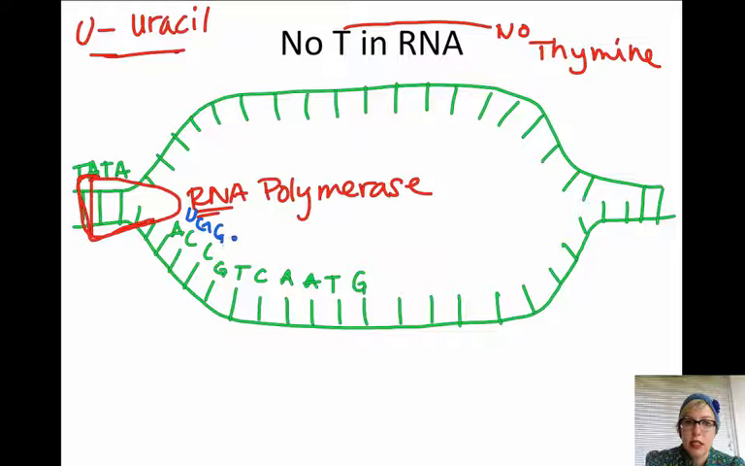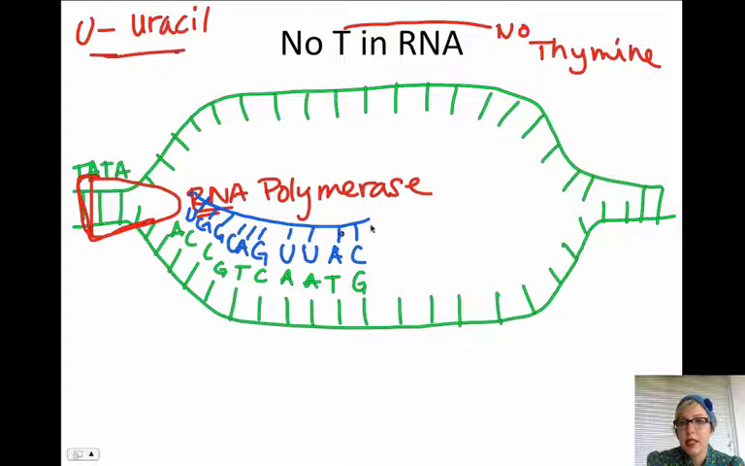G, G, C. Well, we have thymine here, but thymine binds with adenine, so we can use our adenine here. G. We've got A's. Adenine's going to bind with uracil. Thymine's going to bind with adenine, and guanine's going to bind with cytosine. And this is going to continue. It's going to keep going until it hits what's called a termination sequence.